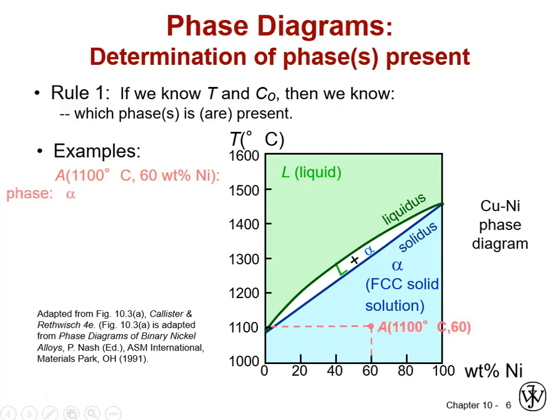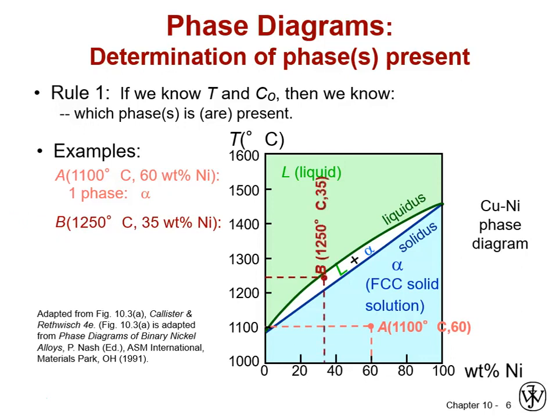We're going to look at 1100 C, and we're going to look at a 60 weight percent nickel overall composition. So that would be shown by a single point on the phase diagram, the sort of pink point that you can see there, point A. So at that temperature and composition, we have one phase. It's a face-centered cubic solid solution. We'll call it alpha. Typically Greek letters are used to indicate phases, by the way. So you'll see L for liquid, and then alpha, beta, gamma, delta is the typical sequence to name your multiple phases.